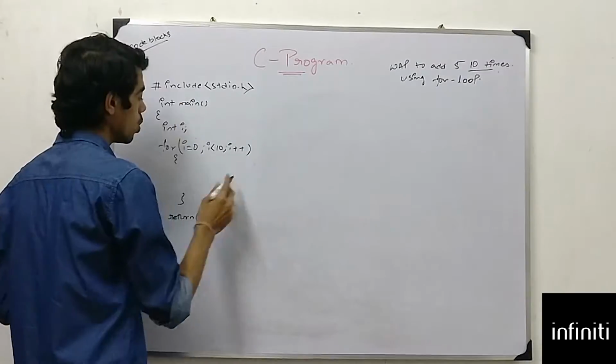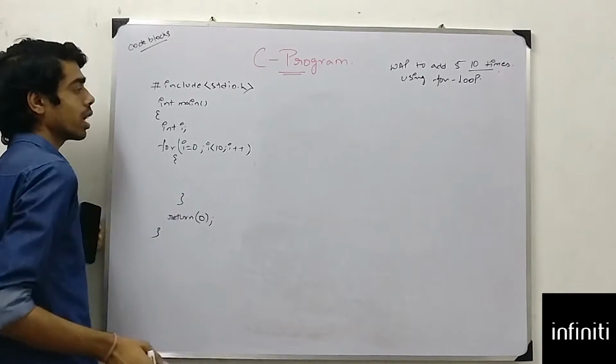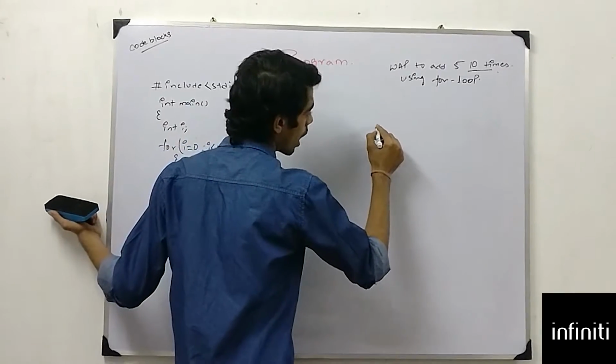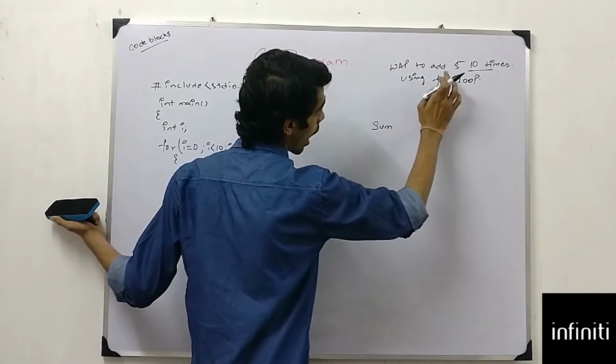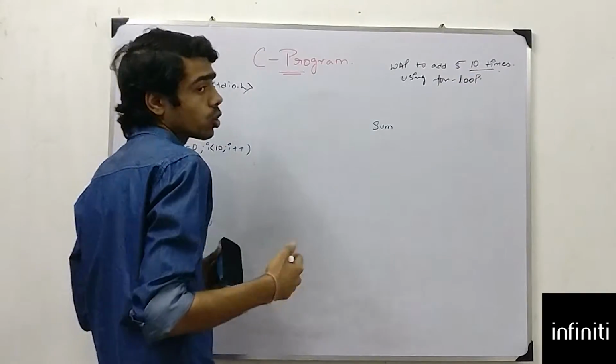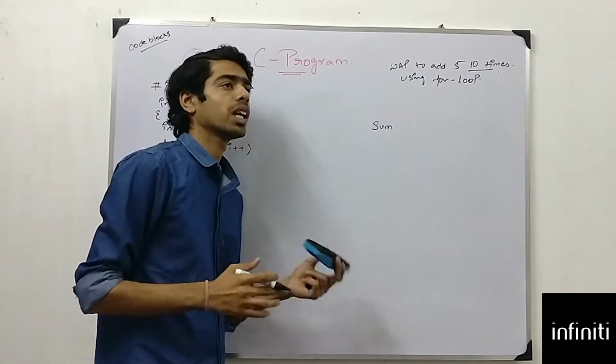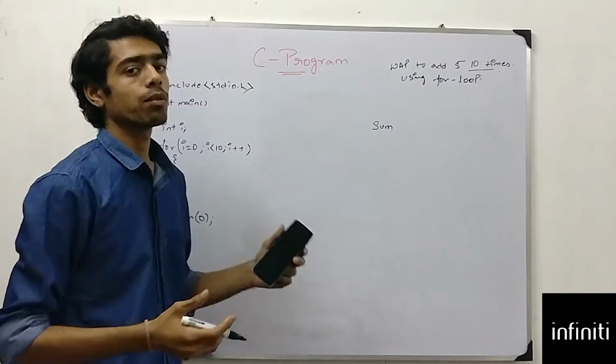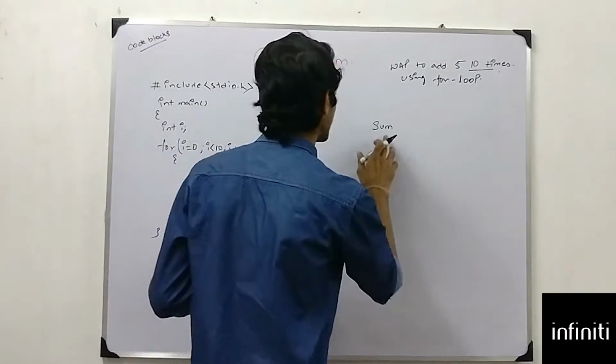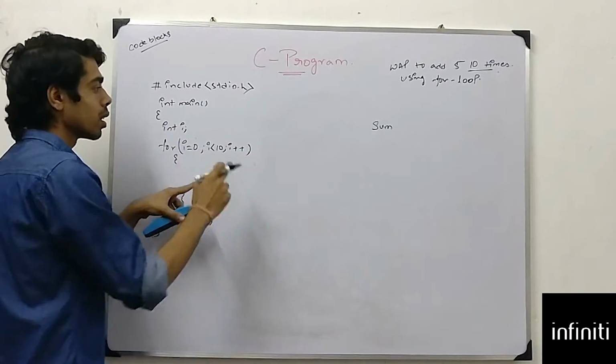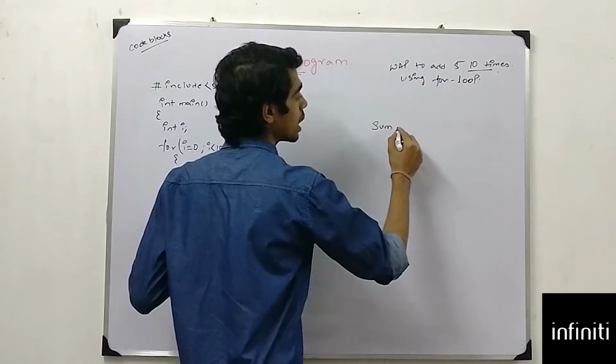This is my loop: i is equal to 0, i less than 10, i plus plus. Now what I have to do is sum up, add 5 10 times. How should I do that? How should I add 5 10 times? Means 5 plus 5 plus 5 plus 5, but every time there is an increment. So I should do something like this.